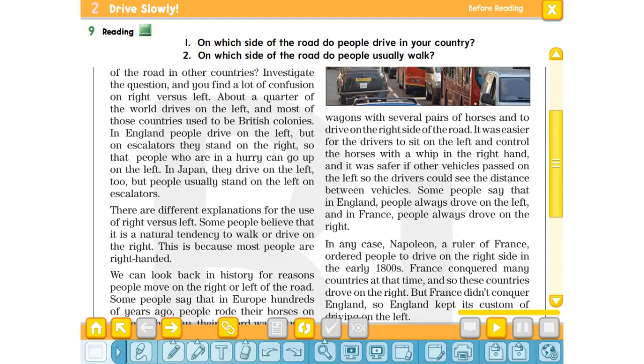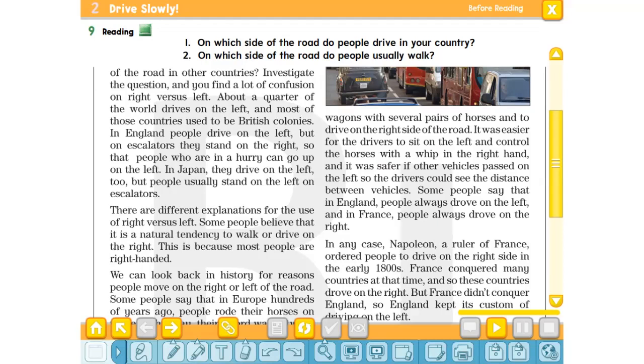There are different explanations for the use of right versus left. Some people believe that it is a natural tendency to walk or drive on the right. This is because most people are right-handed. Thank you, Hamza. Who wants to read?